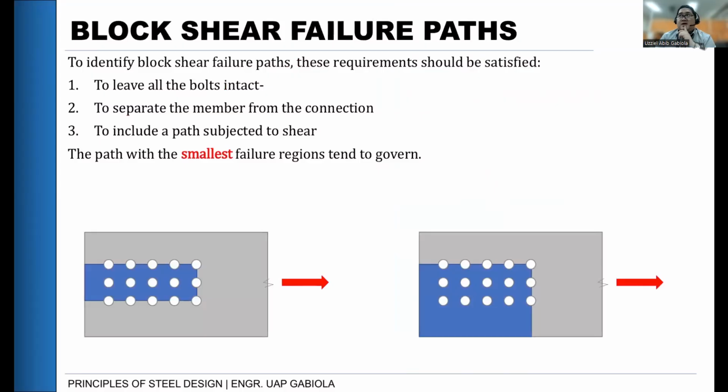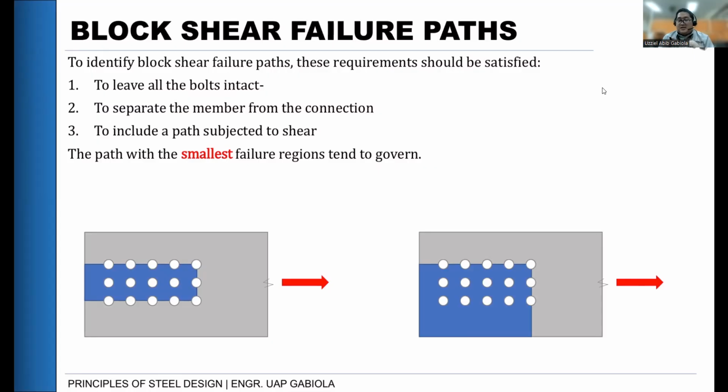So kung doon sa net area natin, ina-identify natin yung critical path natin. For block shear, we need to consider also yung critical block shear path naman natin. Okay? And we can select daw the critical block shear path by satisfying three conditions. Number one, dapat lahat ng bolt natin will be intact together. So dapat lahat sila magkakasama.